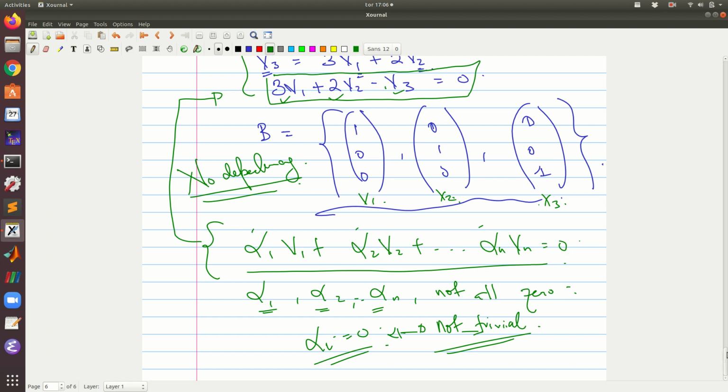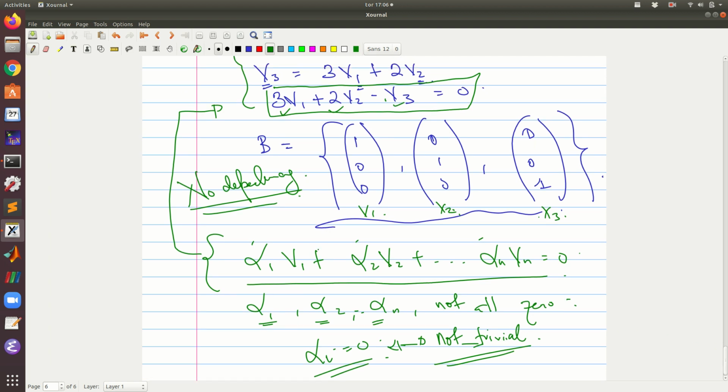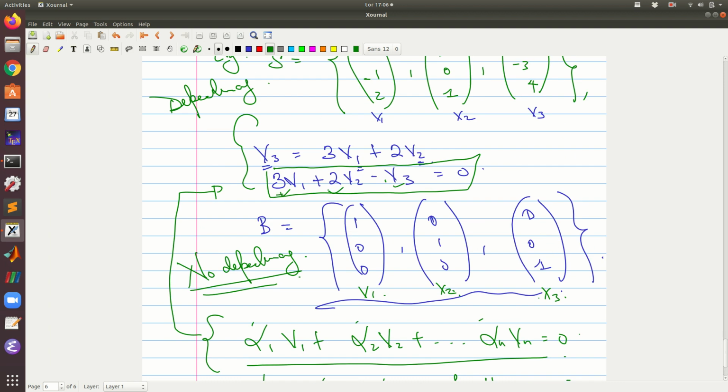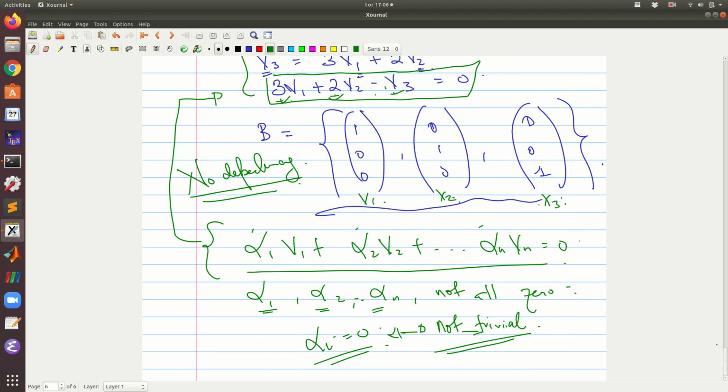However, if there is no dependence, if we try to solve for this, we won't find any such alphas. They will not exist. We shall see that. Let us look at an example here.